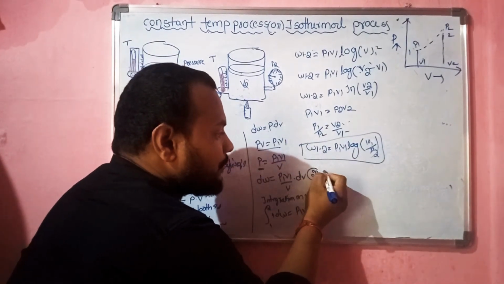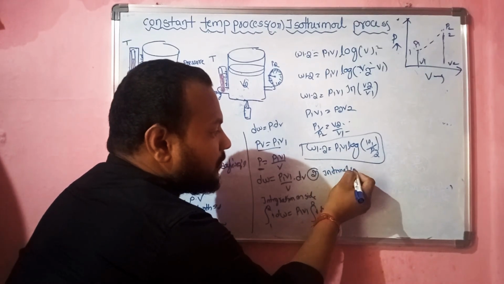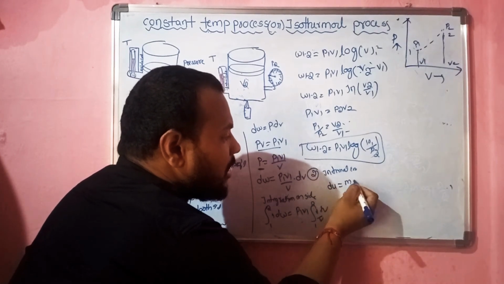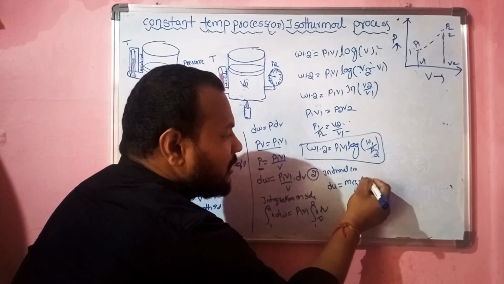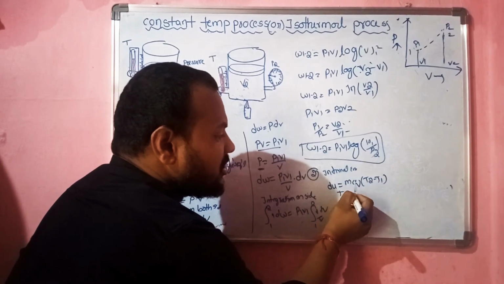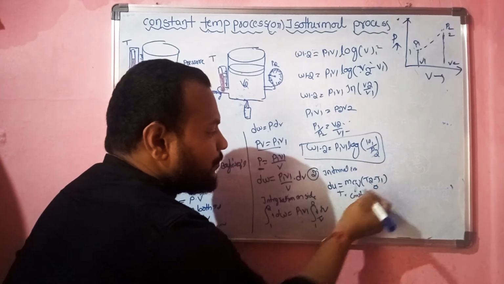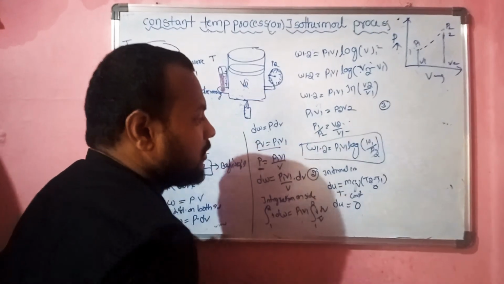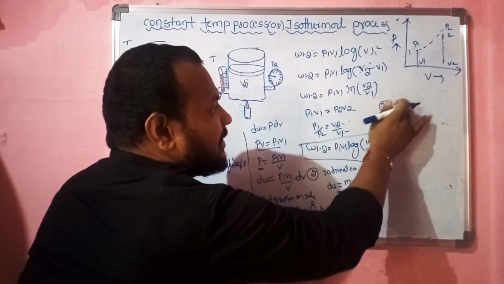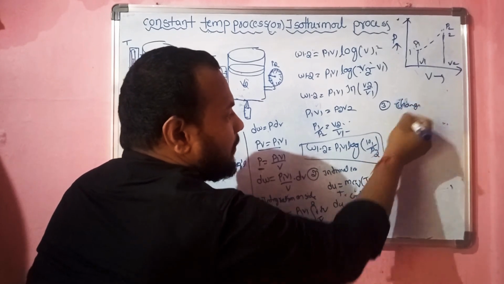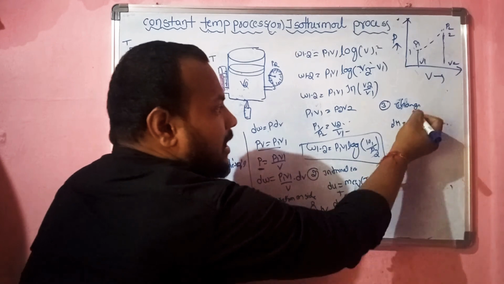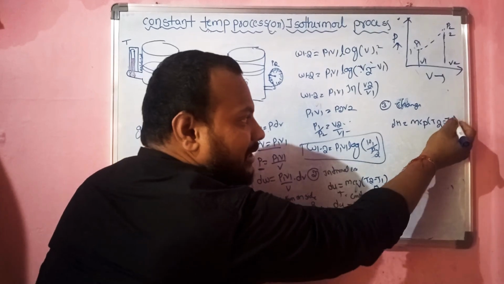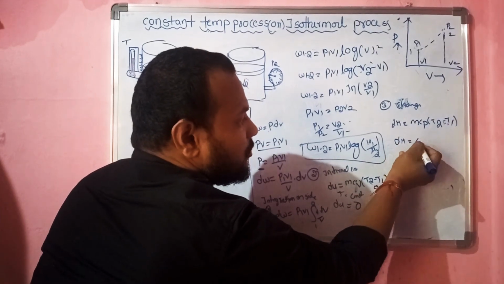The second one is internal energy. Here dU is equal to m Cv into T2 minus T1. Since the temperature is constant, this becomes 0, so the internal energy is also 0. The third condition is enthalpy, that is the change in enthalpy. dH is equal to m Cp into T2 minus T1. Same thing, the temperature is constant, so dH is equal to 0.